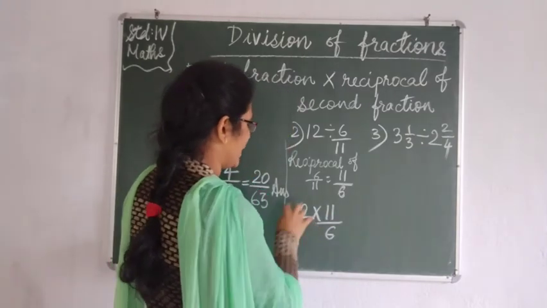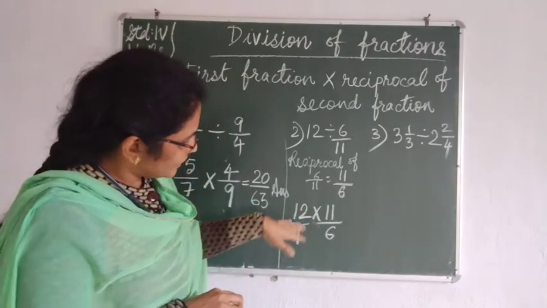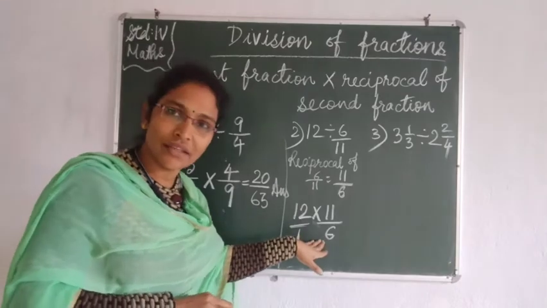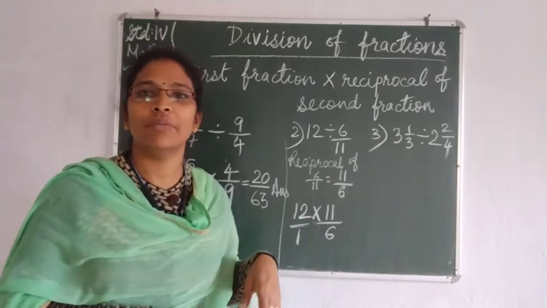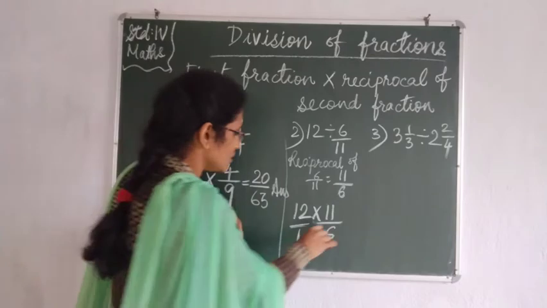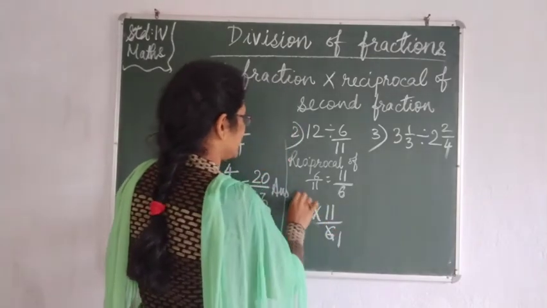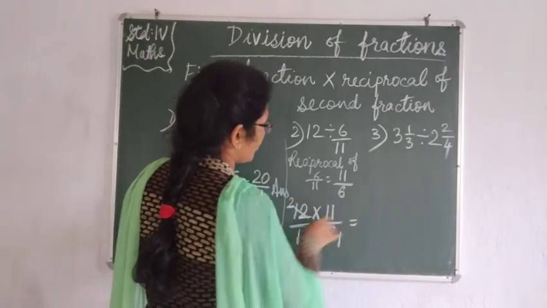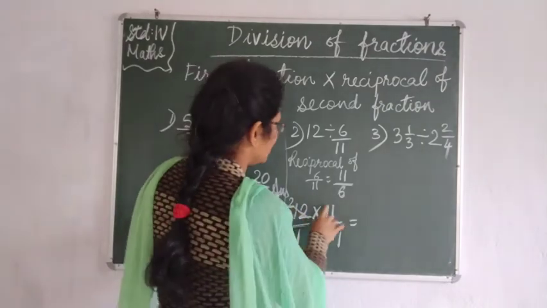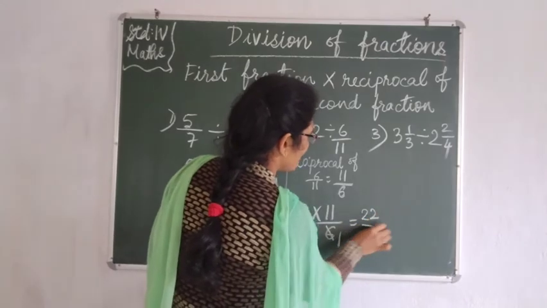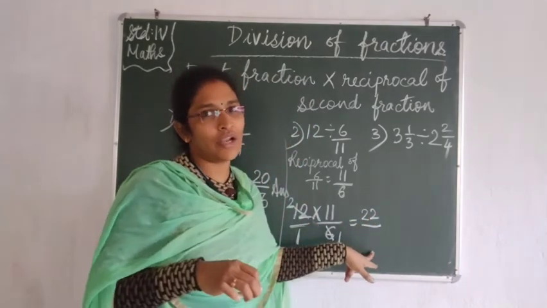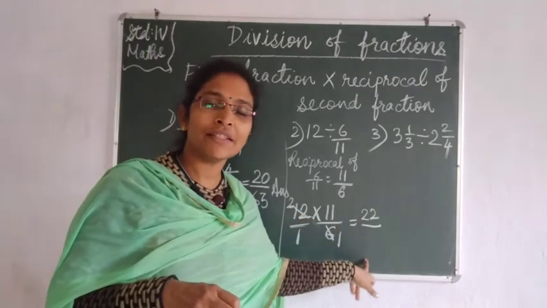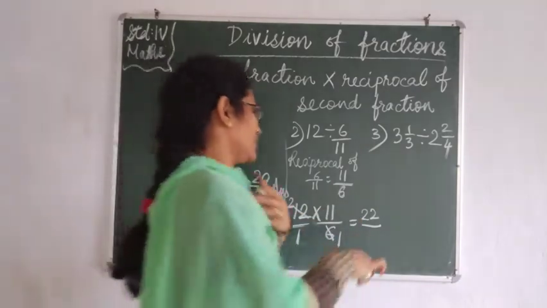You can see here whether there are any common factors for 12 and 1. No. 12 and 6, yes, both the numbers are divisible by 6. Now 6 1s are 6, 6 2s are 12. Now you can see there are no more common factors here. 2 11s are 22, by 1 1 is 1. So 22 by 1 means 22 itself.